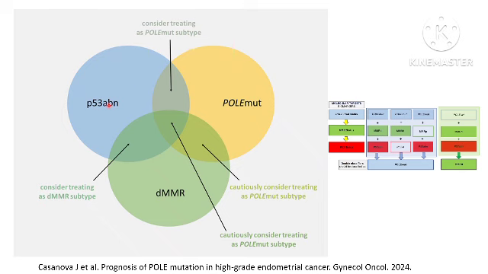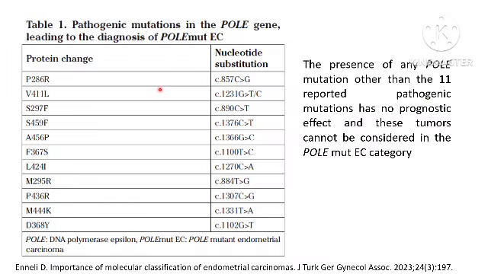If the tumor harbors mutations in MMR genes and P53 abnormality, they should be considered as DMMR subtypes and treated accordingly. If the tumor harbors all the three abnormalities, it should be cautiously considered under polymutant subtypes. So, multi-classifier endometrial cancers are characterized by good prognosis because polymutation is taking precedence over the other classifiers, even in the presence of MMRD or P53.